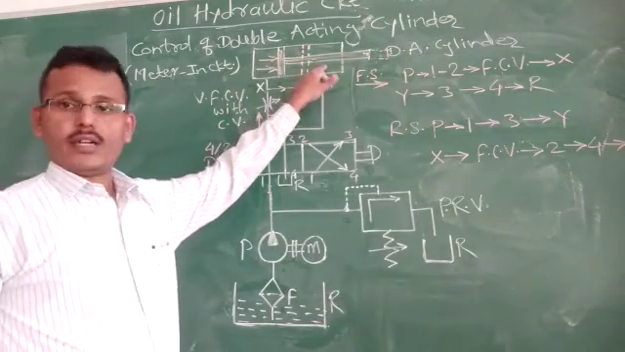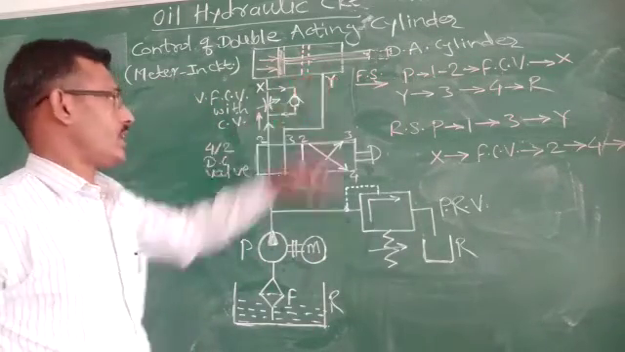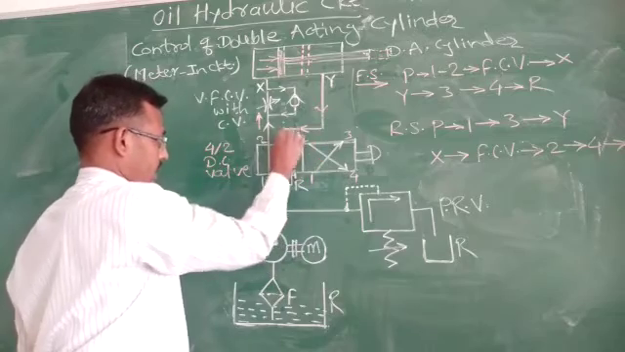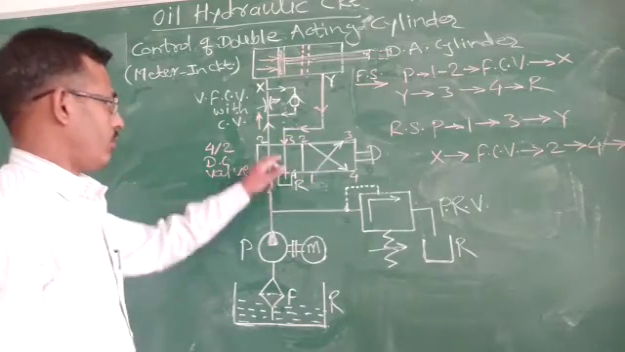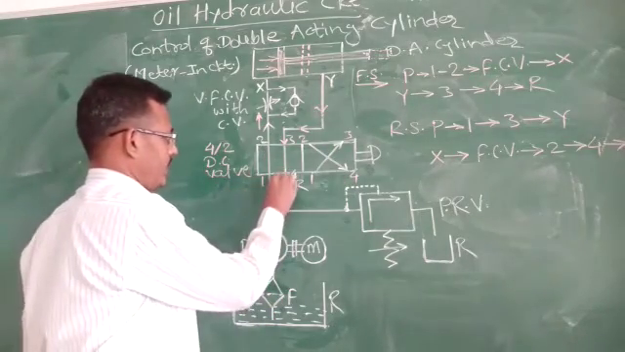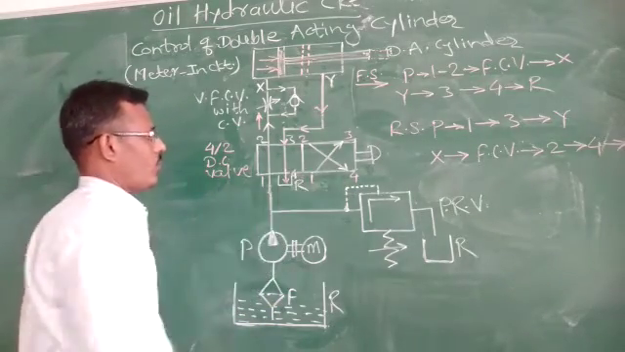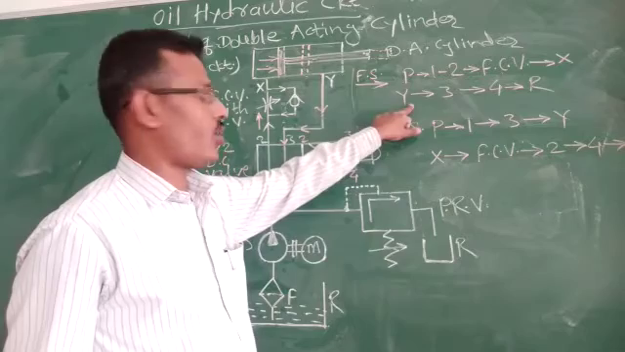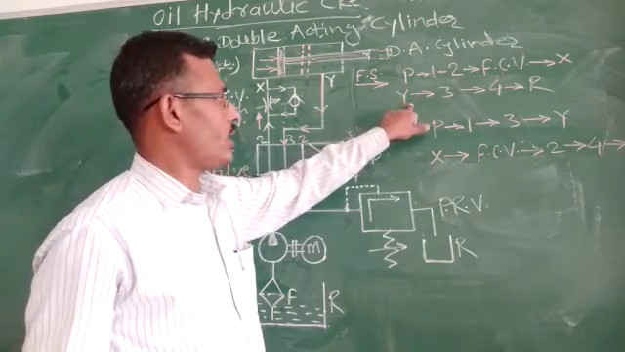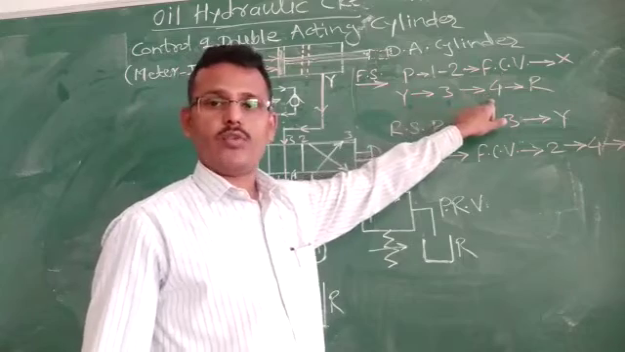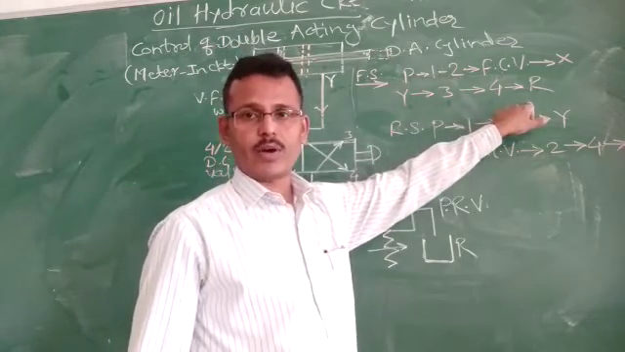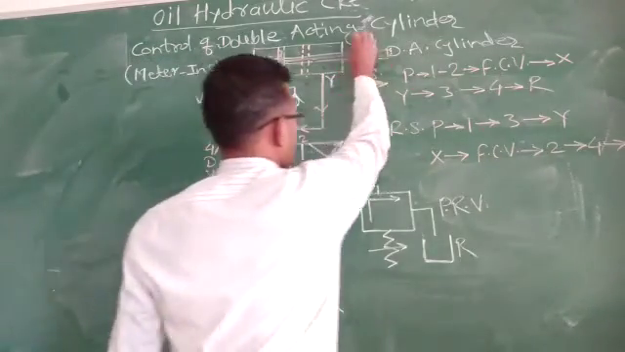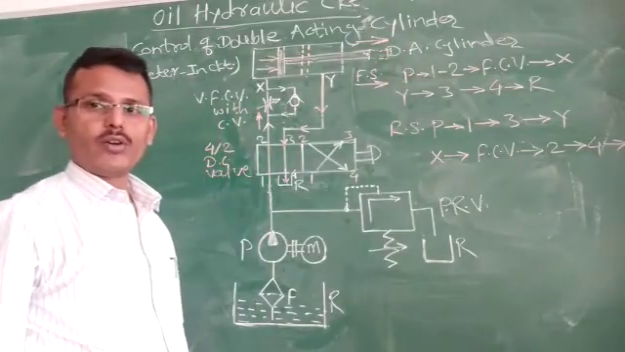Now whatever oil is present in this area, that is inside the piston rod side, will flow through port Y, then port 3 of the direction control valve, then it will be admitted inside the reservoir through port 4. Here the direction of the return flow of the oil is shown, that is port 1 to port 3 to port 4, and from port 4 to the reservoir. Okay, in this way it completes its forward movement, or forward stroke.